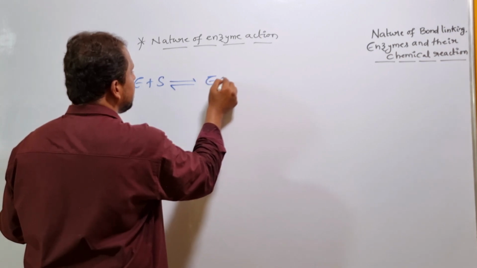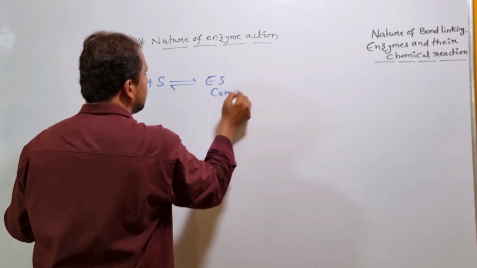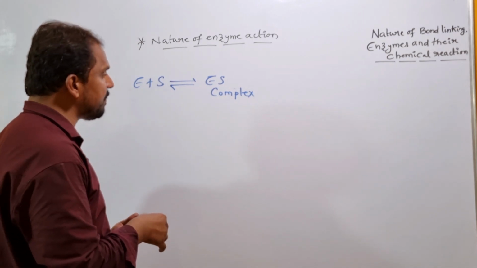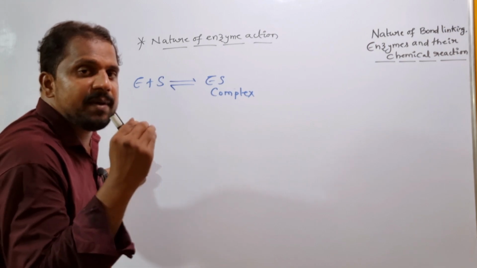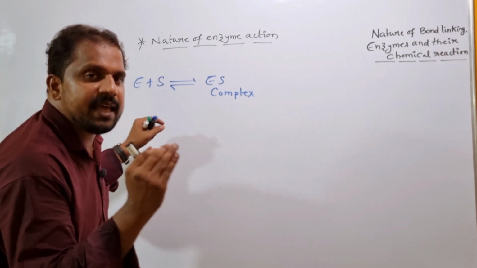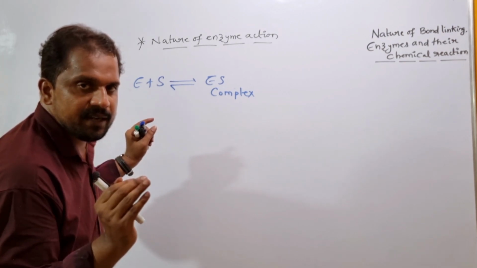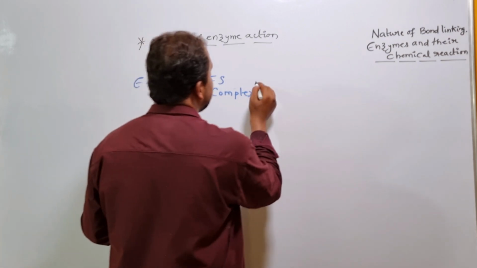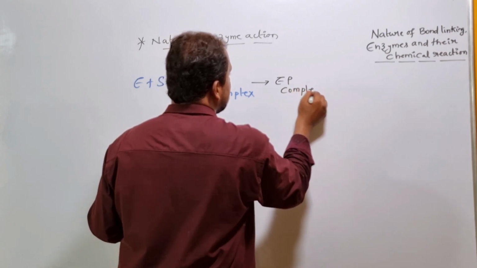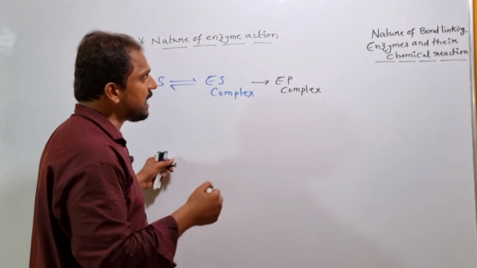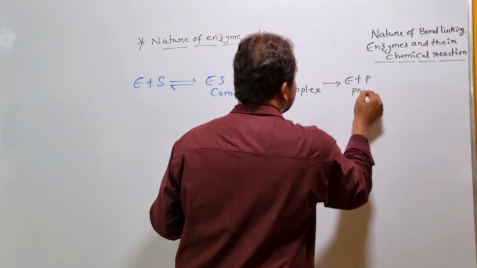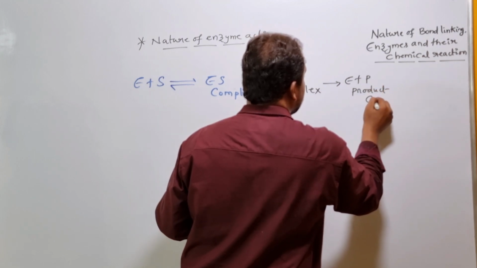Enzyme substrate complex, right? ES complex. Is it clear? The enzyme substrate complex is successfully formed because of the breaking of chemical bonds and the forming of chemical bonds between the enzyme active site and the substrate. Within no time, the enzyme substrate complex is capable of yielding the enzyme product complex. Is it clear? And from the enzyme product complex, enzyme plus product is obtained.